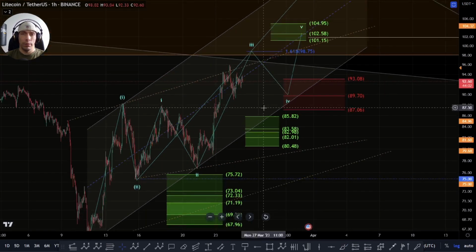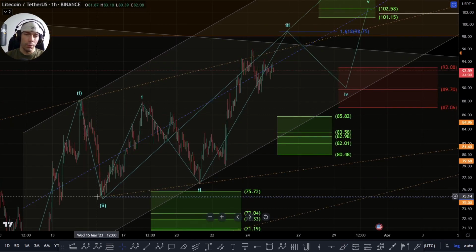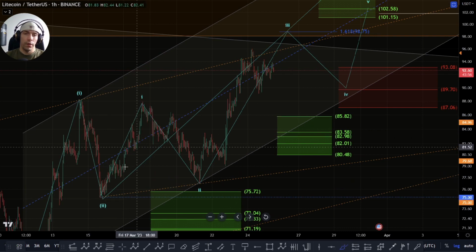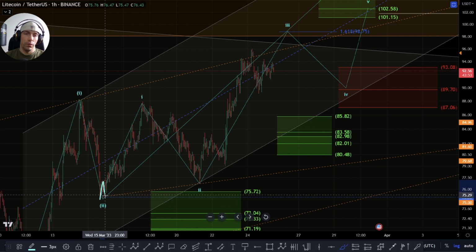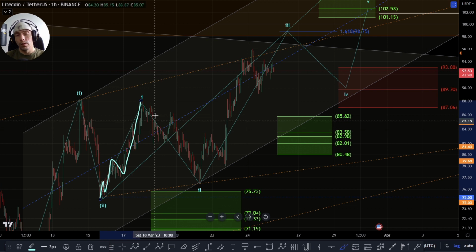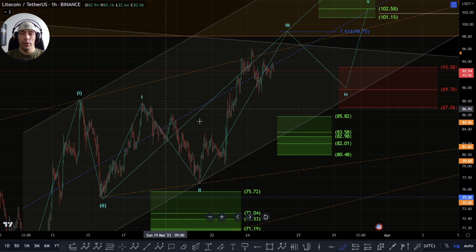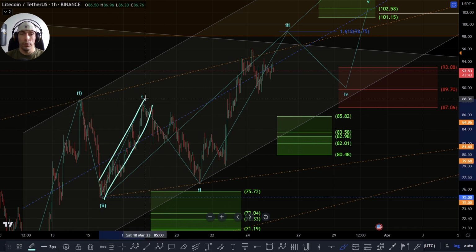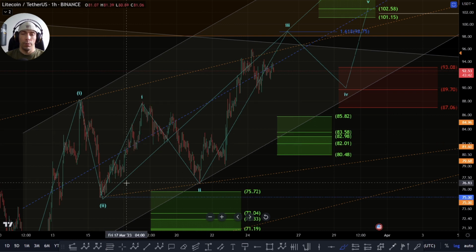This way, however, that I've got it marked down. Now, the reason I'm looking at it like this is because technically speaking, we can count this as a diagonal where this becomes a one, two, three, four, five as an expanding diagonal. It's not as common as the contracting, but it is still a viable count within here. So I am keeping that option open.